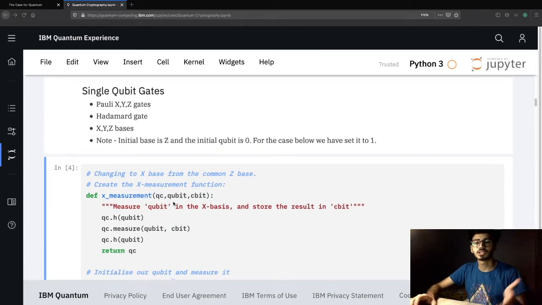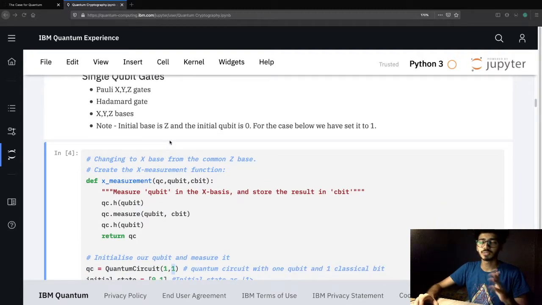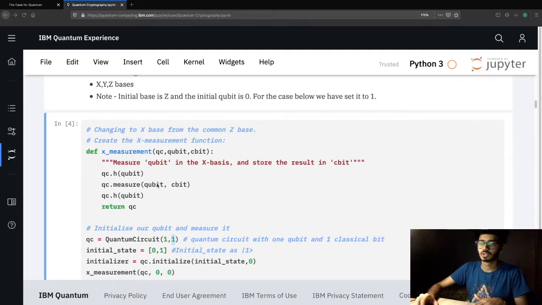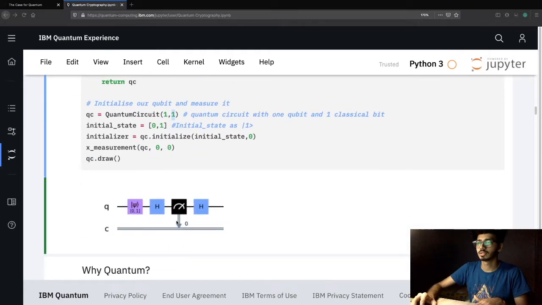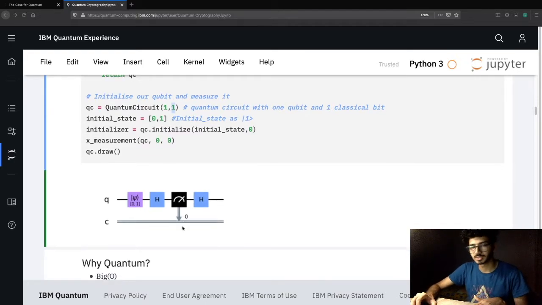Now, what are single qubit gates? Of course, for computation, you need gates. Even classical computation has AND or NOT. In quantum, we have XYZ gates, Hadamard gates, and XYZ bases, which are new. Hadamard gates are basically used for transforming from one base to the other. Initial bases are in Z and the initial qubit is 0. Here we change from the common Z base to the X base using the Hadamard gate. We basically transform it into the X base.